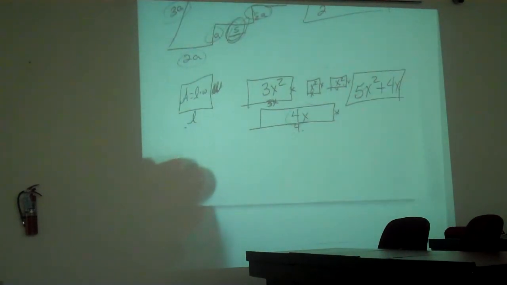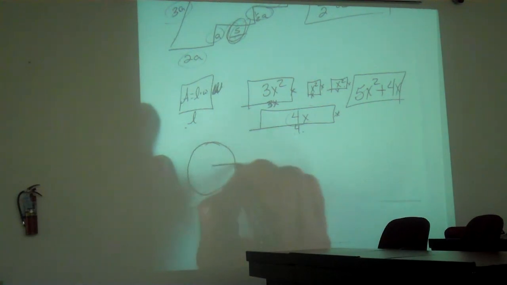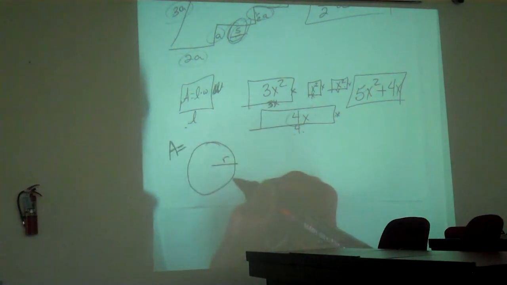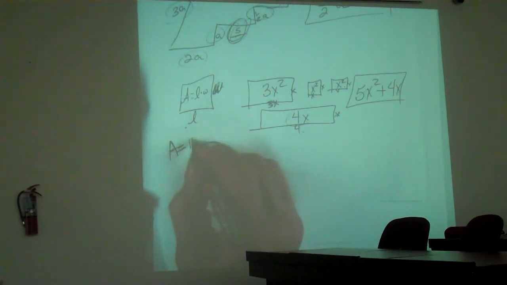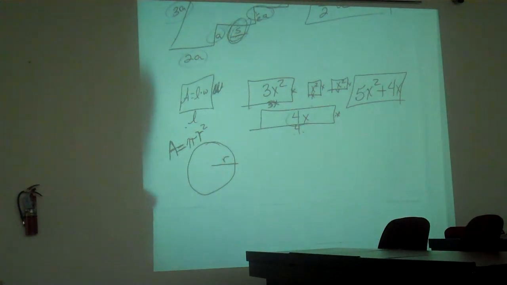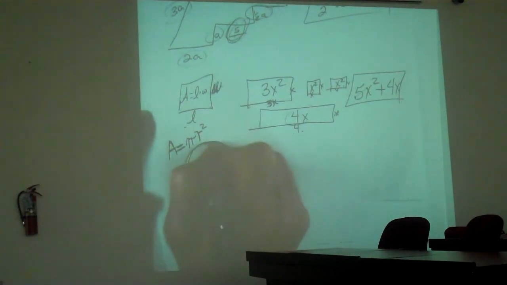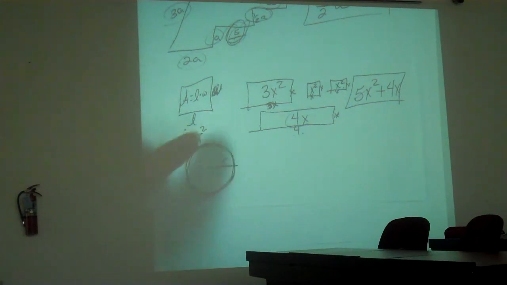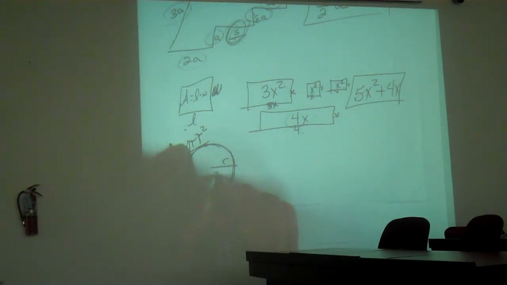Okay, the area of a circle is what? You remember? Pi r squared. Pi r squared is the area. That means 3.14 times that. We're not going to actually convert this to 3.14. We're going to leave the pi in there. So the area of this one is pi r squared.